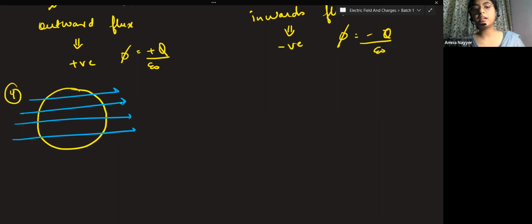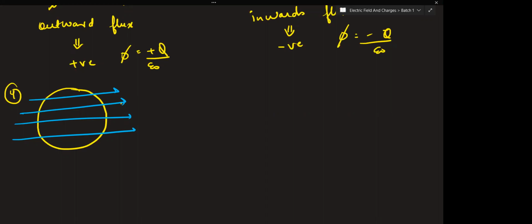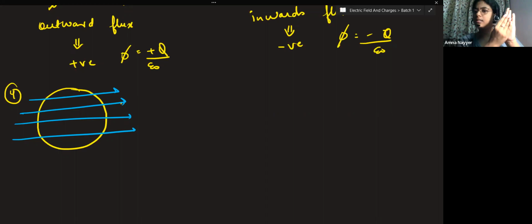Angle, yes, Shavya, try. Ma'am, could you repeat again? See, electric field lines are just crossing the surface area. This is the condition I have given it to you. They are just crossing the surface area. So what will be the angle between electric field and area vector?